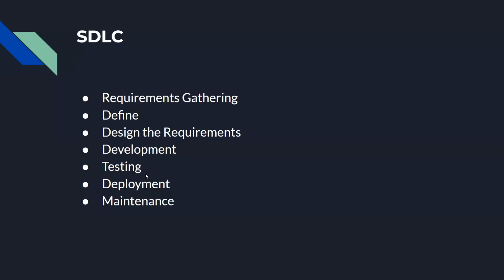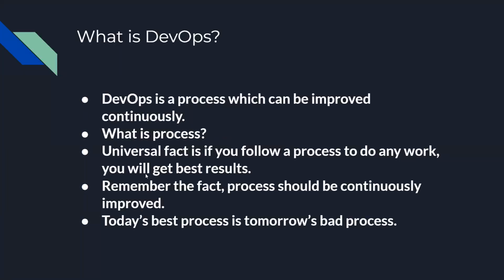Now let us discuss what DevOps is. DevOps is a process which can be improved continuously. Soon we will discuss what the process is. The universal fact is, if you do any work personally or professionally, in your life or in your career, if you follow a proper process, you will get the best results. This is a fact known by every one of us. Remember this process should be continuously evolved. Today's best process can be tomorrow's bad process. If you are following one process today, you may get the best results, but tomorrow it can become a bad process. You need to improve yourself again. That's the universal fact.